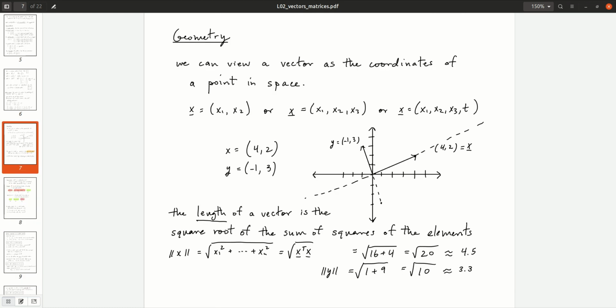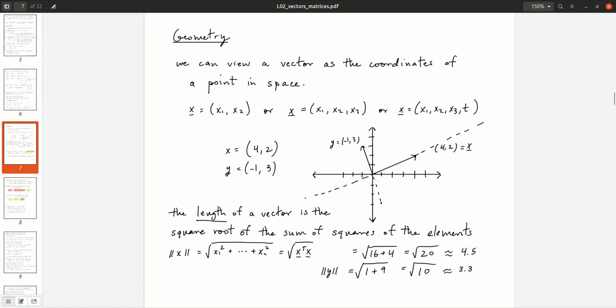Vectors have a really nice geometric interpretation, so that's what we're going to talk about next. We can view a vector as the coordinates of a point in space. For low dimensional vectors like 2 and 3 dimensions, this is going to be kind of natural. So let's start with that.